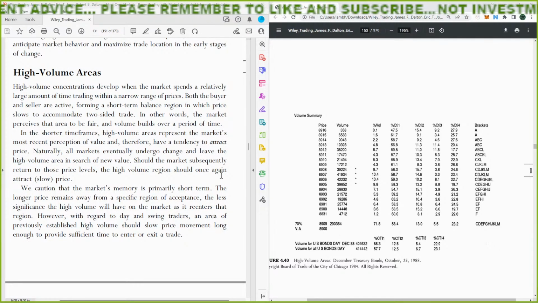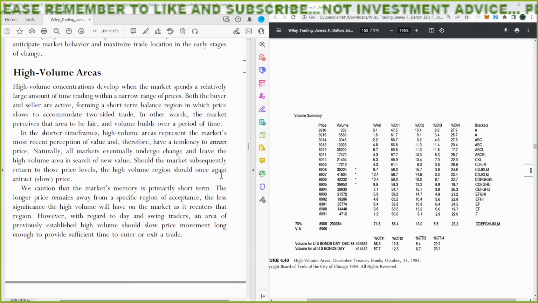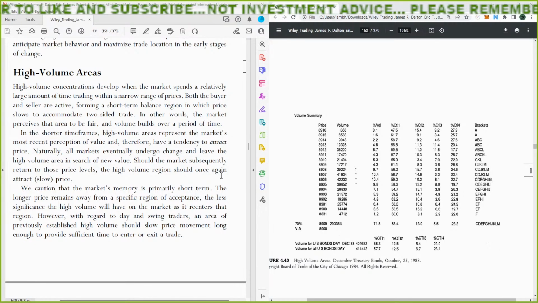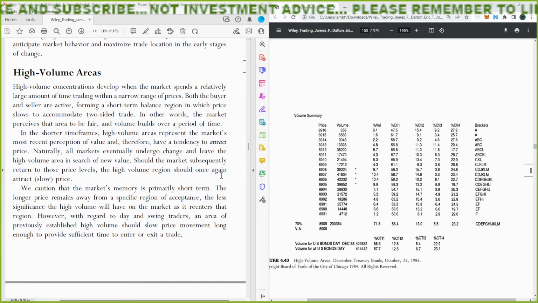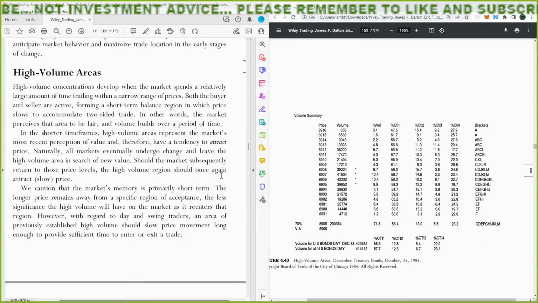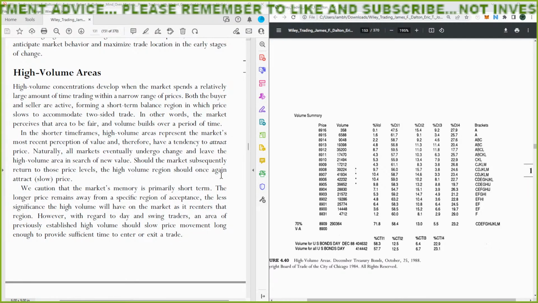High volume concentrations develop when the market spends a relatively large amount of time trading within a narrow range of prices. Both buyers and sellers are active, forming a short-term balance region in which price slows to accommodate two-sided trade. In other words, the market perceives the area to be fair and volume builds over time.